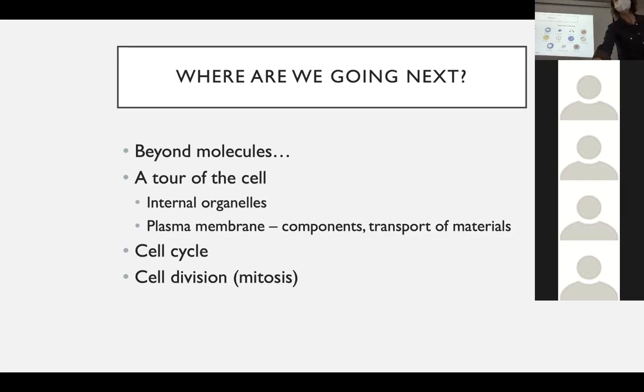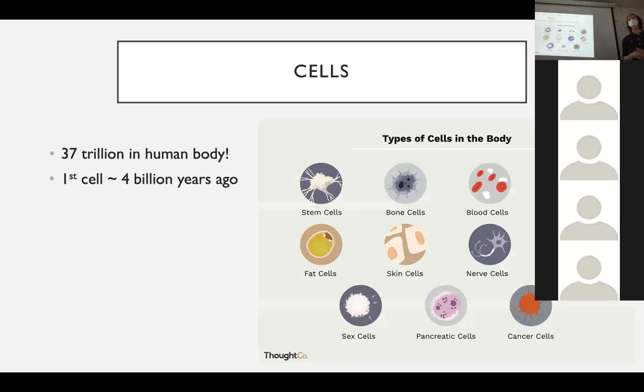So let's start with cells. Just basic info about cells, some cell background. In the human body, and we're just one species, there's about 37 trillion cells. So we have a lot of little cells making us function properly. The first cell, they estimate, evolved about 4 billion years ago. So that was just one single-celled organism 4 billion years ago.